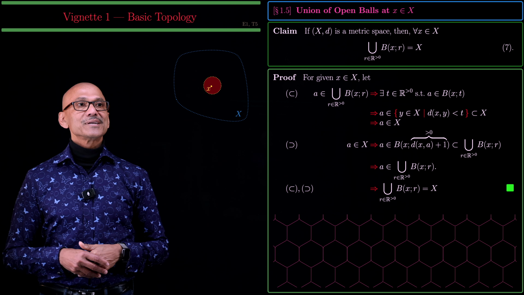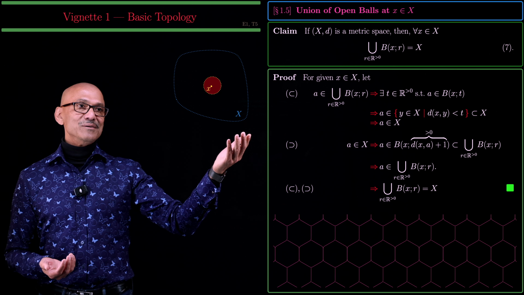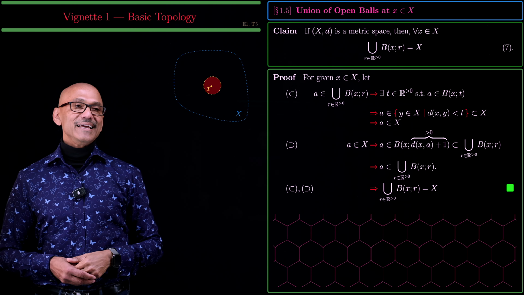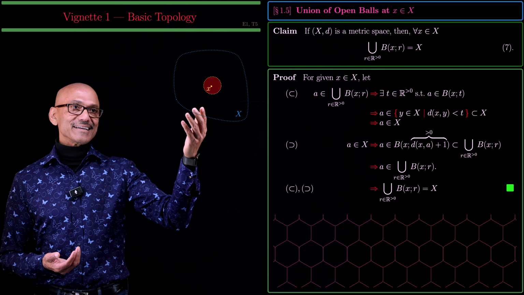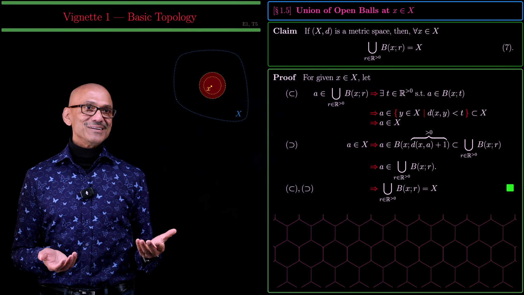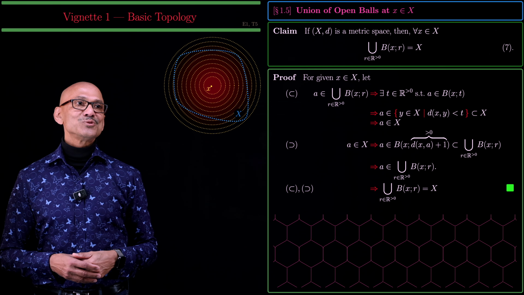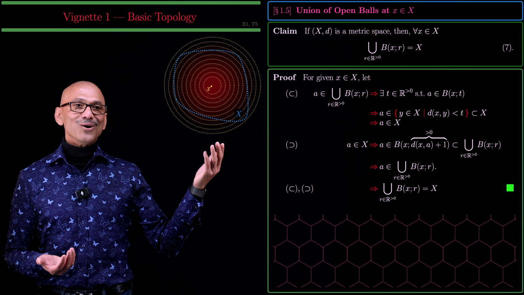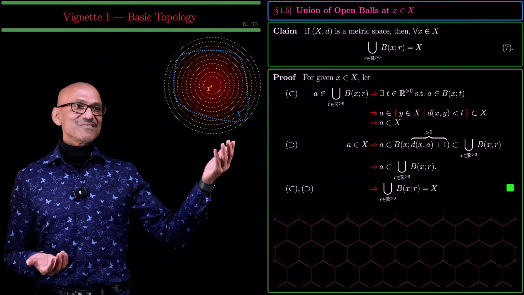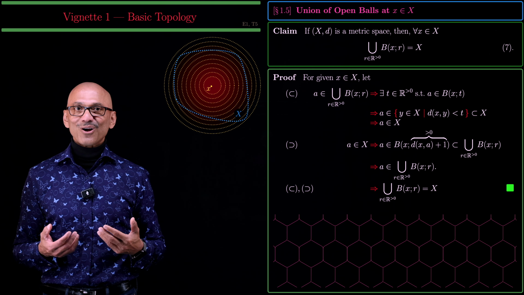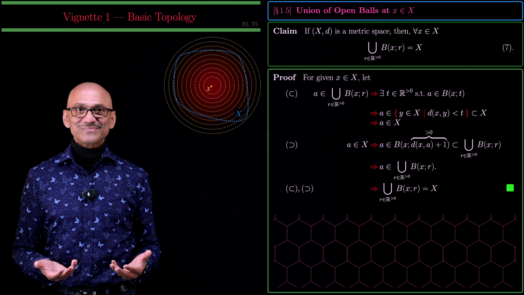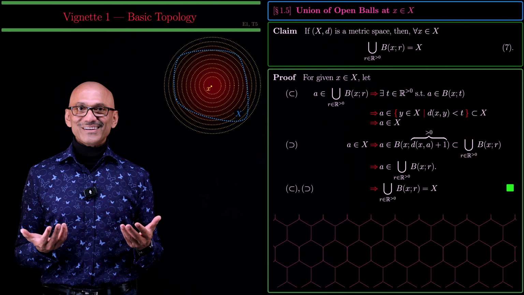Pictorially, here we have metric space X and point little x in metric space X. And I've drawn an open ball centered at x. As we draw open balls of larger radius centered at x, eventually we will engulf all of X. But wait, have we engulfed more than X? Have we gotten more than what we bargained for? Is our proof incorrect? O ye of little faith.